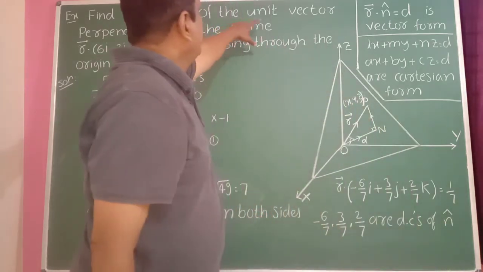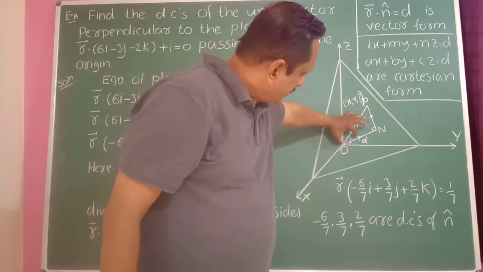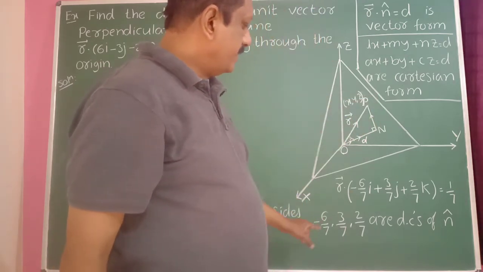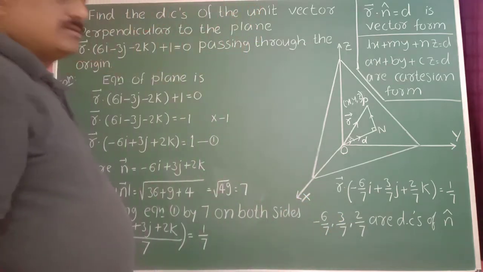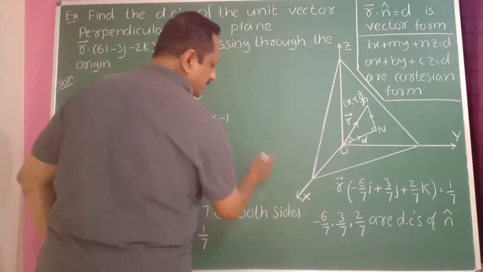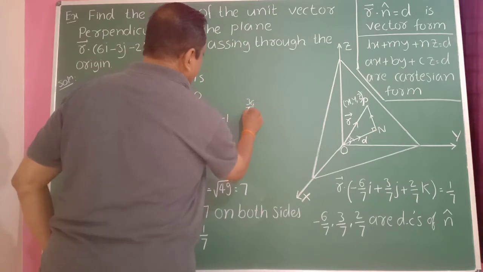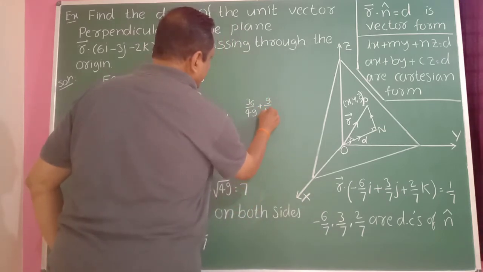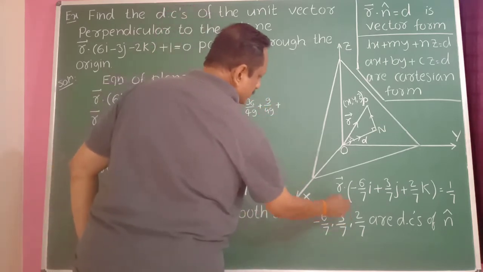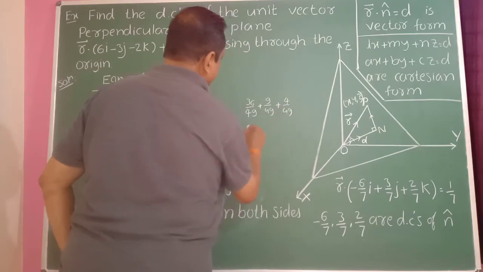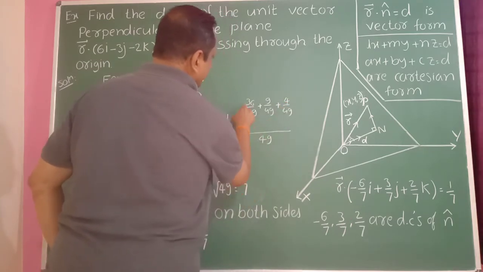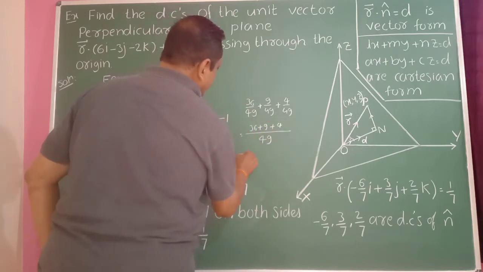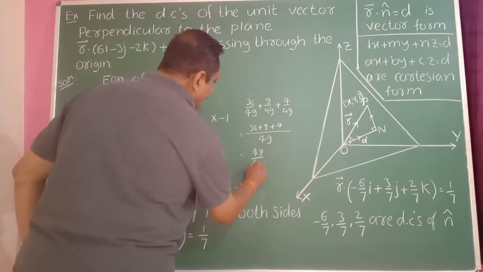Unit vector means n cap, so this is n cap, a unit vector along ON. Therefore minus 6 by 7, 3 by 7, 2 by 7 are the direction cosines. You can verify it: 6 upon 7 square is 36 divided by 49, plus 3 by 7 square is 9 by 49, plus 2 square is 4 divided by 49. 49 is the LCM, so 36 plus 9 plus 4 gives 49 divided by 49.